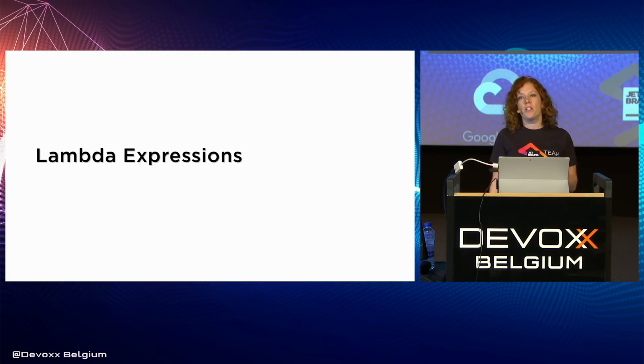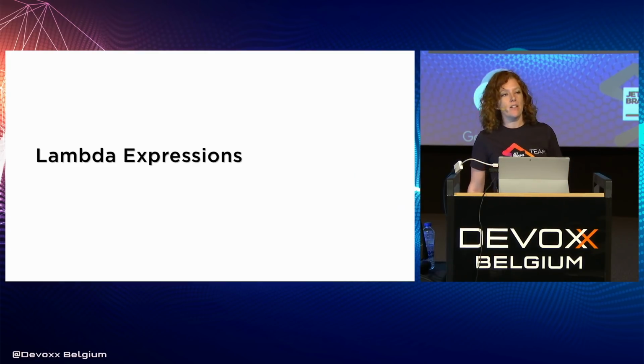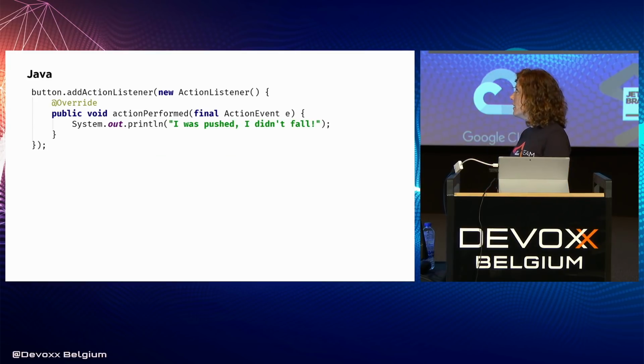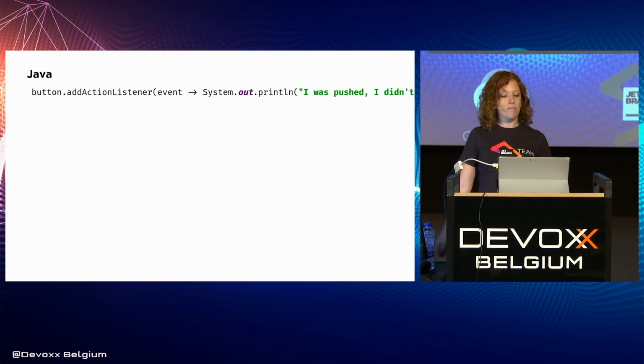OK, Lambda expressions were the big ticket item for Java 8. I don't really need to tell you about this because most of you have already been using them, so I don't have to educate you as to what they're like. But let's go through it a little bit anyway. We had closures in the olden days and nobody used them. So we have Lambda expressions.